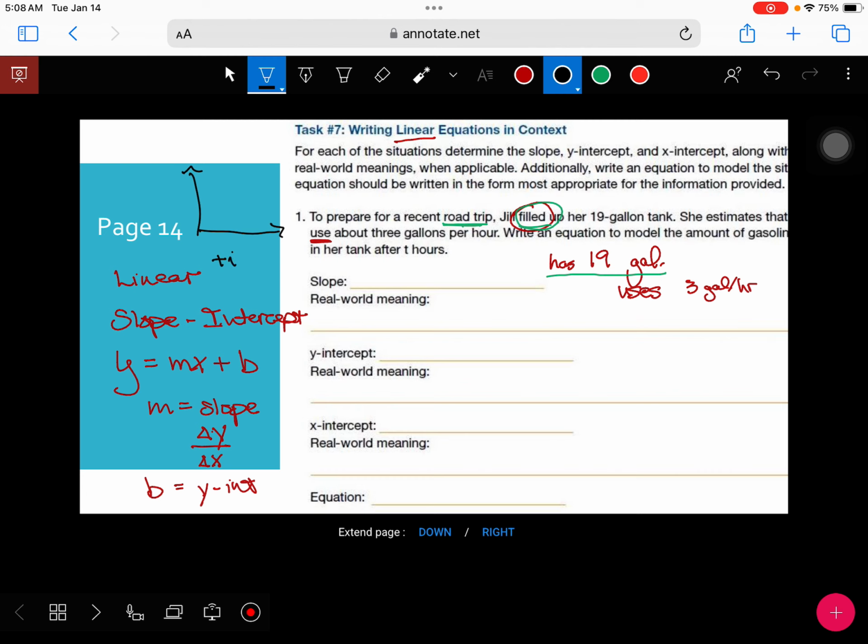Well, and this is number of gallons of gas. So when time is 0, she hasn't left for her road trip. How many gallons of gasoline does she have? She has 19.